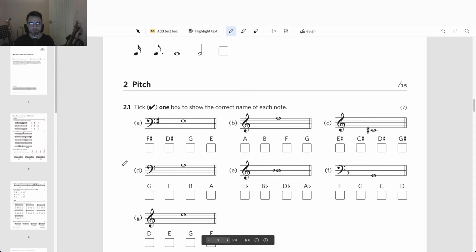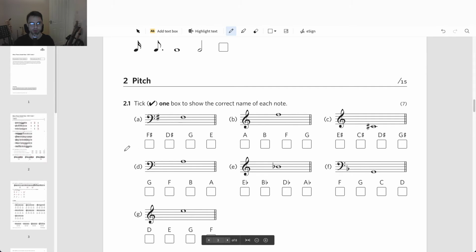Okay, section 2, pitch. 2.1, tick one box to show the correct name of each note. Cool. Example A, very important that we make sure we pay attention to the clef. So we're in the bass clef here. And also our key signature, we've got an F sharp. So if we follow along there, that is on the F line, and it's an F sharp in the key signature. So our answer is going to be F sharp.